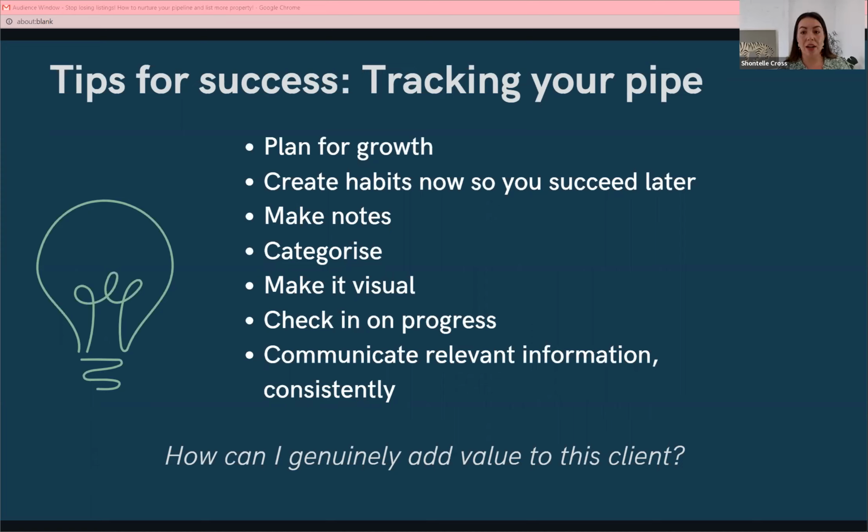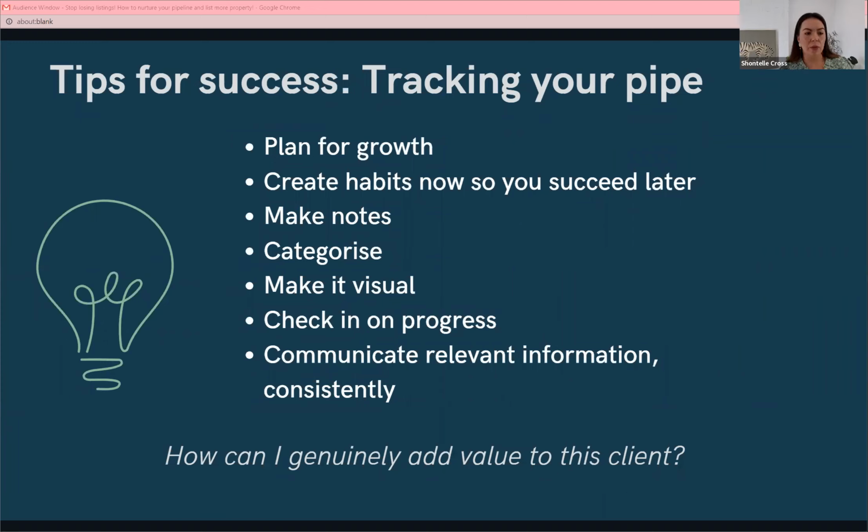And it helps if someone else needs to make the call, but also when you're flat out and you can't remember what conversation you had with them last time, it's going to really help you make the call as well. So put a process in place now so that you're not losing money and time later down the track. All of these habits are helping you succeed later. So make your notes and categorize your pipeline.